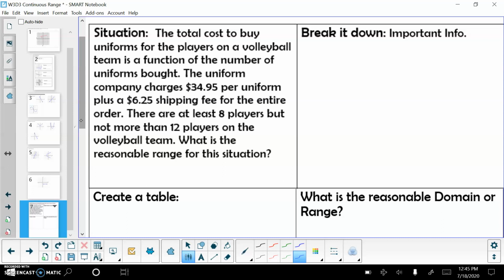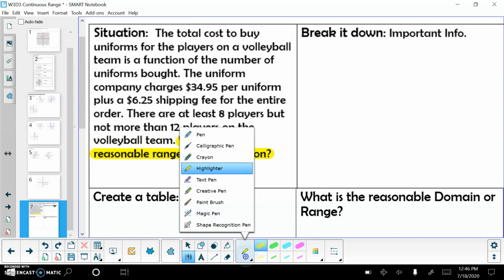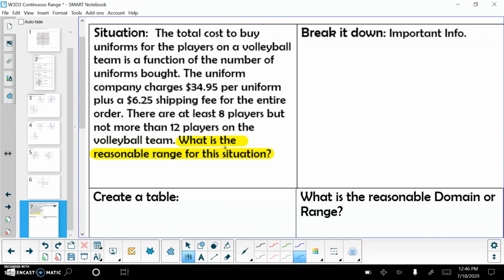So, generally speaking, this problem is about a volleyball team needing to buy uniforms and the cost that they're going to have to pay for that. But specifically, the goal that it's asking us to find is what is the reasonable range for this situation. So when we look at this question, we're looking for our goal, and I ask my students, what is the one word? What is it asking you to find? Tell me in one word. And hopefully someone will look at it and say range. So in one word, it's asking me to find range. Now that's the first read.